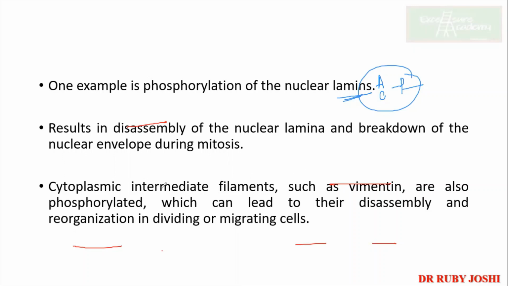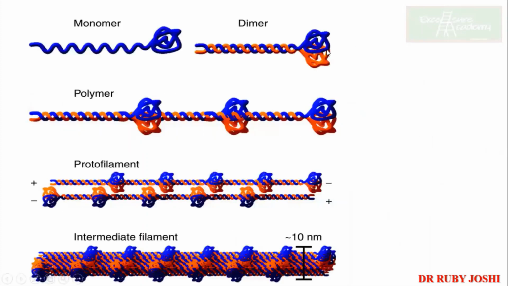Okay, now cytoplasmic intermediate filaments such as vimentin are also phosphorylated, which can lead to their disassembly and reorganization in dividing or migrating cells. So the takeaway message of this slide is that phosphorylation is a process by which the intermediate filaments can be regulated for their assembly and disassembly. Okay, so this is again the same thing: monomer, dimer, two types of intermediate filaments can come together, or the same family or the same type of intermediate filaments can come together, then they form a polymer, and then again protofilaments and the intermediate filament.